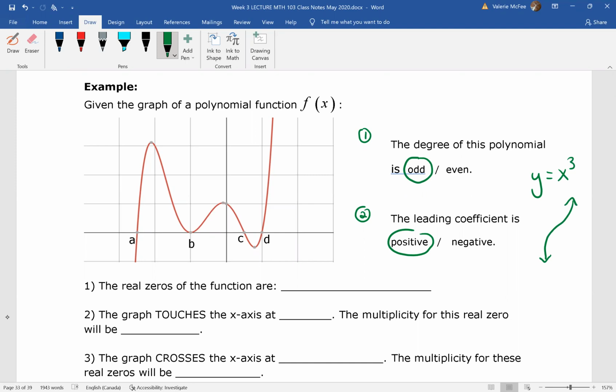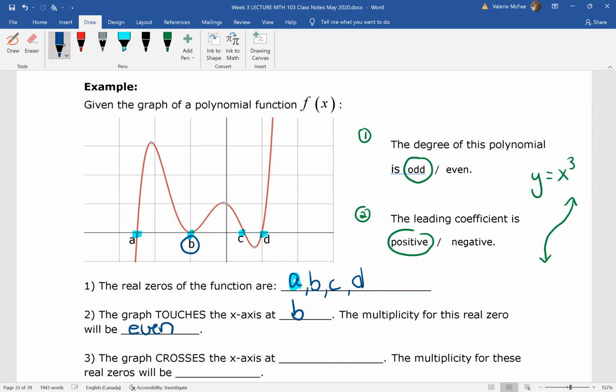So what about the real zeros? A, B, C, and D are the real zeros. Now, where is the graph touching the x-axis? I hope you see that it's touching the x-axis at B. What does that tell you about the multiplicity for that real zero? It tells you it's going to be even.